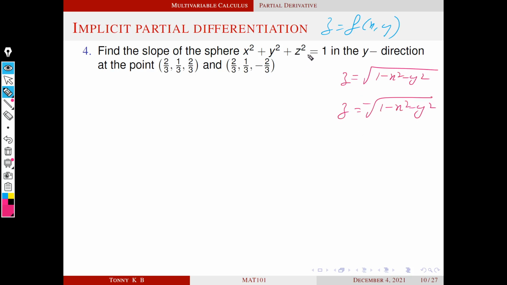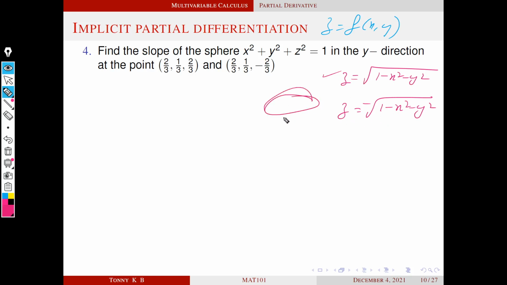Okay, to find its explicit form, we can solve for z. That gives two separate equations. z is equal to square root of 1 minus x square minus y square. The other one is z equal to minus square root of 1 minus x square minus y square. Okay, geometrically, what is this first one? We have seen in the first lecture. This is nothing but our upper hemisphere, right? This is our upper hemisphere.